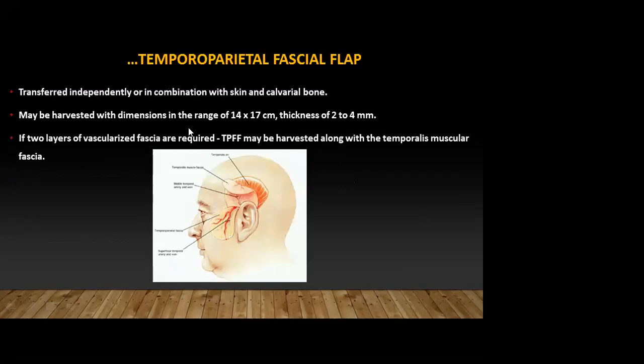It can be transferred independently or in combination with the skin and calvarial bone, again a composite flap. It may be harvested with a dimension in the range of 14 by 17 centimeters with a thickness of 2 to 4 millimeters. Sometimes we can use two layers of vascularized fascia. If we need two layers of vascularized fascia, the temporoparietal fascia can be harvested along with the temporalis muscular fascia. So this is a picture showing a temporoparietal fascia and a temporalis muscular fascia. We can harvest both these fascia simultaneously and use them in situations where we need two layers of vascularized fascia.